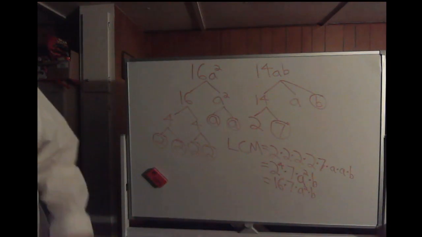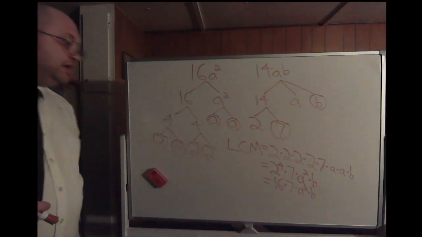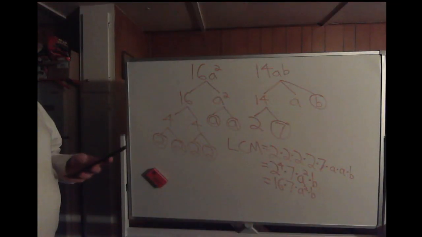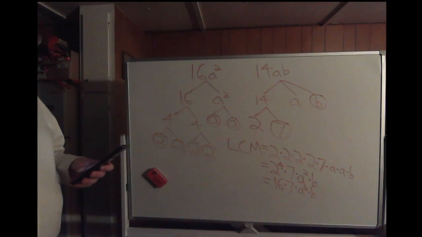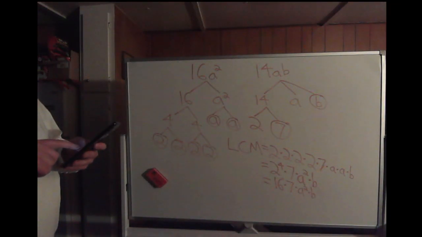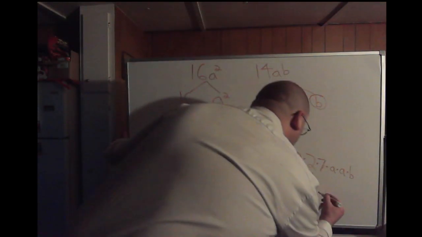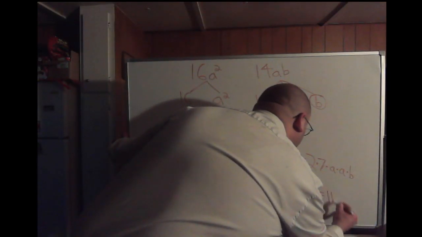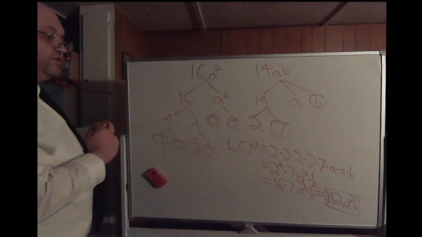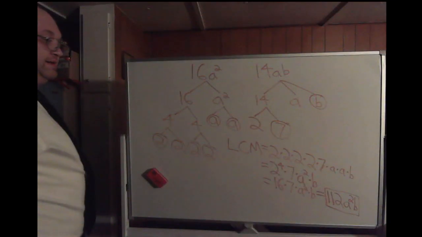Make sure you can all see that. Okay, good. Now, let's just do the multiplication. I'm going to put in 16 times 7. 16 times 7 is 112. So your least common multiple is going to be 112 times a squared times b, or simply 112a squared b. So yes, your least common multiple will be 112a squared b.